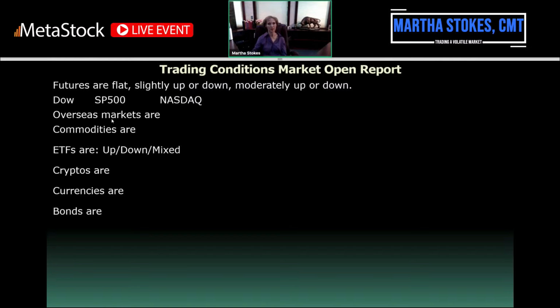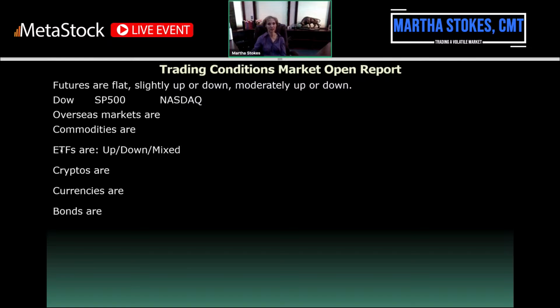If there's a huge down, overseas markets may be down, but it may clean out. Commodities up or down reflect for commodity stocks. ETFs are for the index stocks. Cryptos are for the BTCs. Because we have Bitcoin and all that in ETFs now, you can trade the cryptos right in your MetaStock. Woohoo! Currencies, if you're a Forex trader, and bonds.